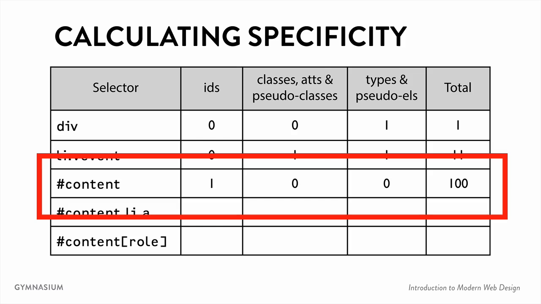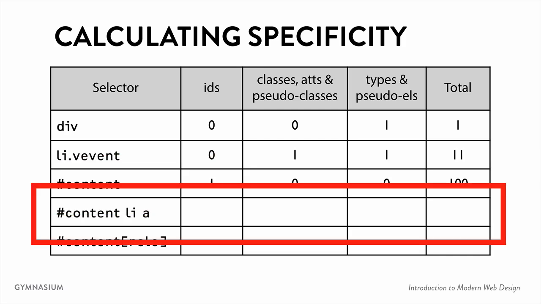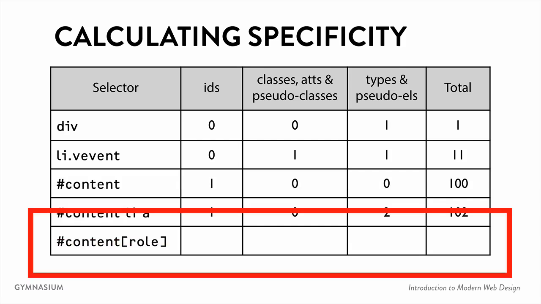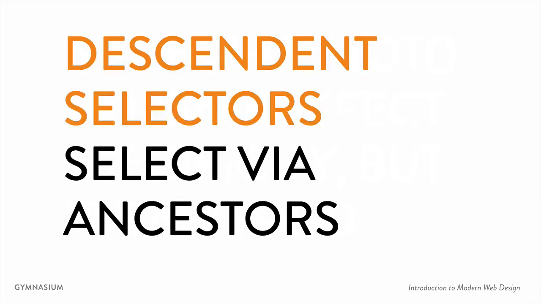Hash content has 1 ID, 0 classes, attributes, or pseudo-classes, and 0 types or pseudo-elements. Therefore, it has a specificity of 100. So it's way more specific than either of the previous two selectors. In the third example, hash content space li space a, we have 1 ID selector, no classes, and 2 types for a value of 102. And then finally, hash content square brackets role has 1 ID, 1 attribute selector, and no type selectors for a total specificity of 110. So let's talk about what these combinations mean.